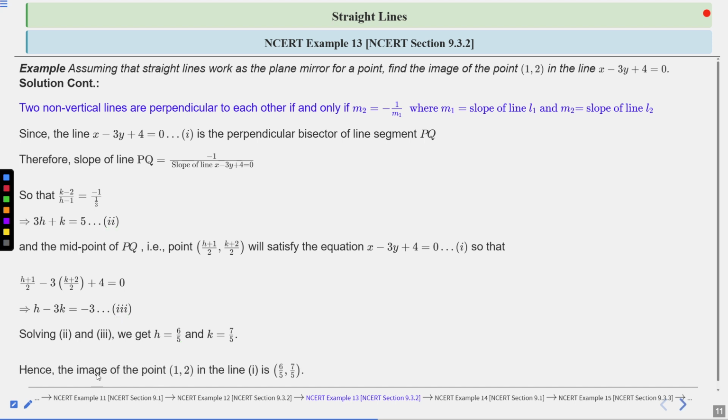So hence the image of the point (1, 2) in the line is (6/5, 7/5). Okay, so this is the image of the point (1, 2) in the line x minus 3y plus 4 equal to 0. So students, I hope this example is clear to all of you. Okay, so now let us move on to the next example.